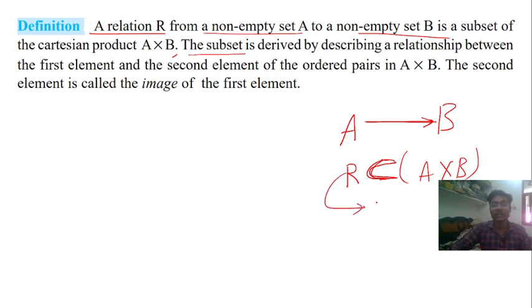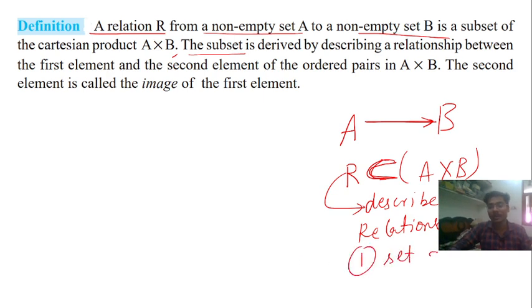How will you get this relation? You will describe the relationship between the first set and the second set. Only then will you get this relation set. Okay, the second element is the image of the first element.